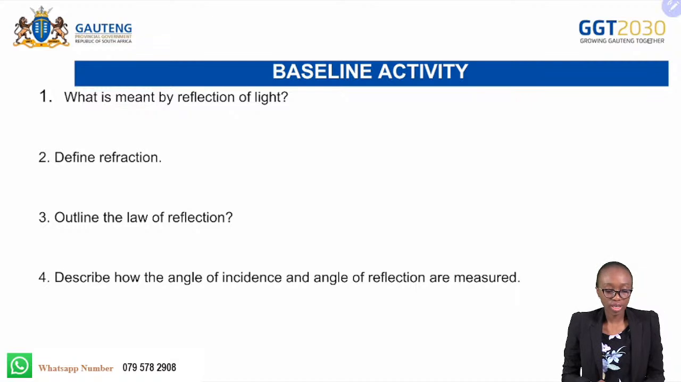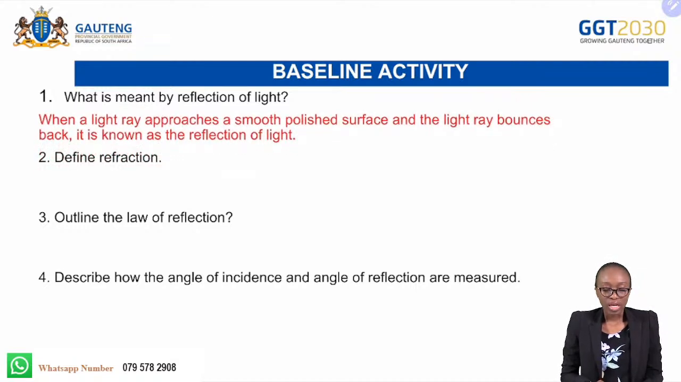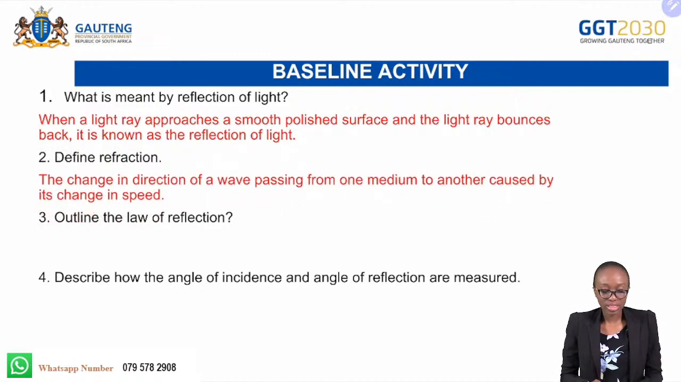The first question read, what is meant by reflection of light? When we talk about reflection of light, this is when a light ray approaches a smooth, polished surface and the light ray bounces back, and this is known as the reflection of light. And then define refraction. How do we define refraction? Refraction is the change in direction of a wave passing from one medium to another caused by its change in speed.